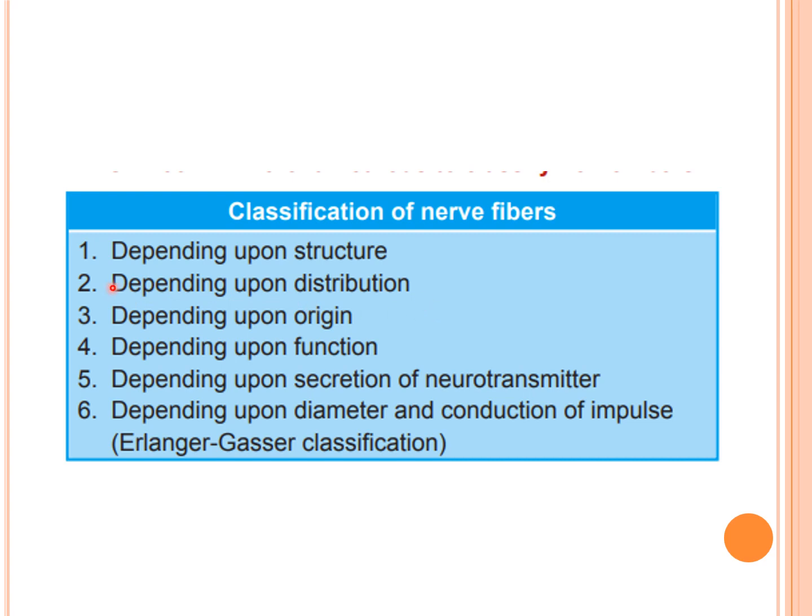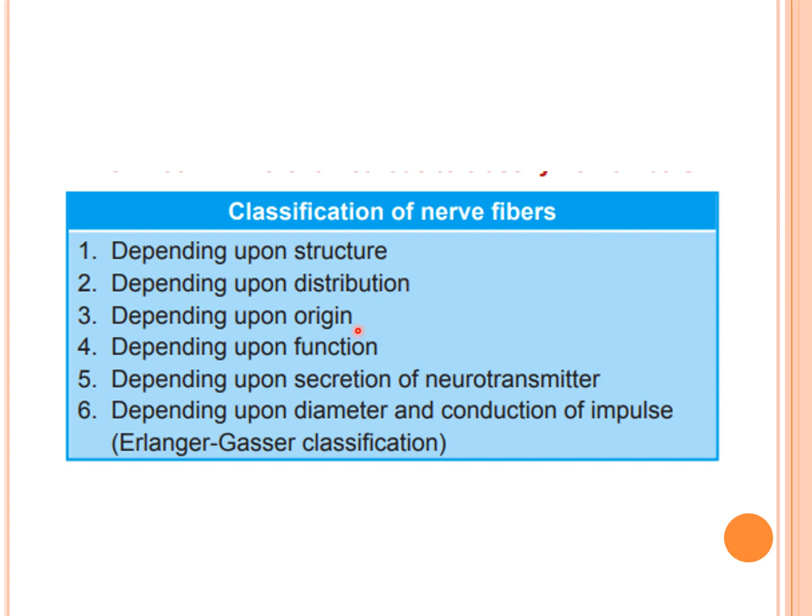Depending upon the distribution, these nerve fibers are called somatic nerve fibers and autonomic nerve fibers. What is meant by somatic nerve fibers? These nerve fibers supply the skeletal muscle. Any nerve fiber which is going to supply skeletal muscle is called a somatic nerve fiber. And if the nerve fiber is going to supply the internal organs, those nerve fibers are called autonomic nerve fibers. So based on the distribution, they are classified as somatic nerve fibers and autonomic nerve fibers.